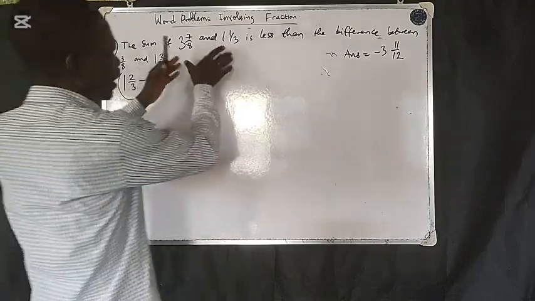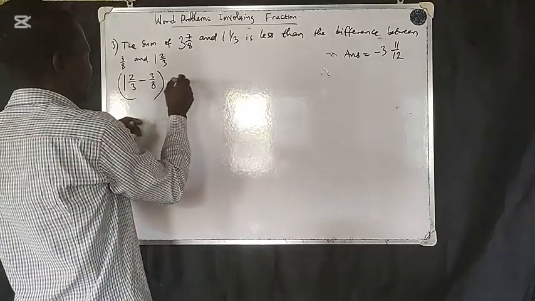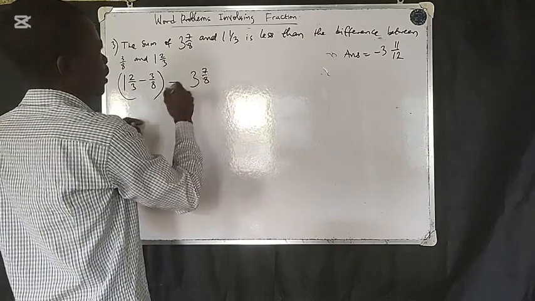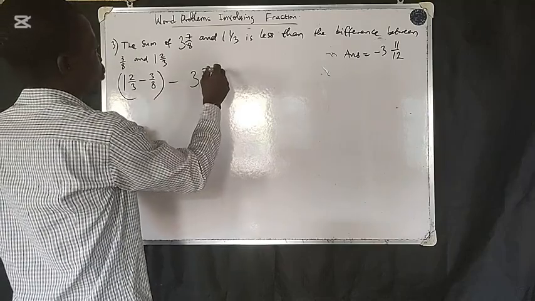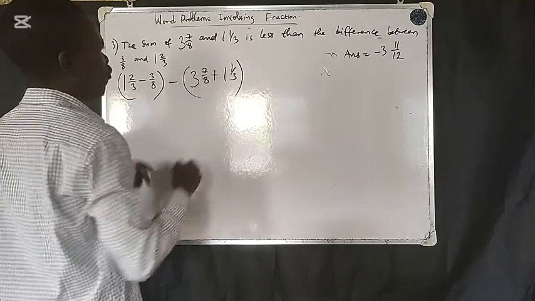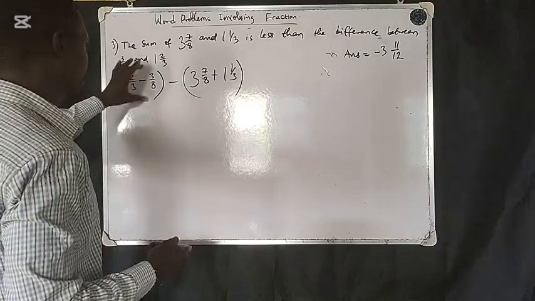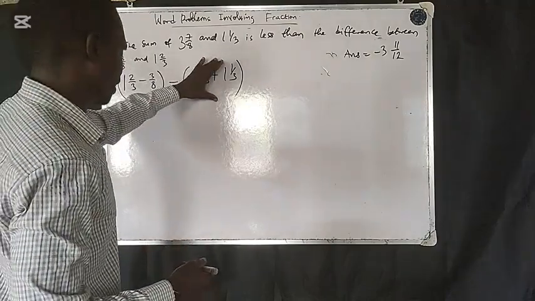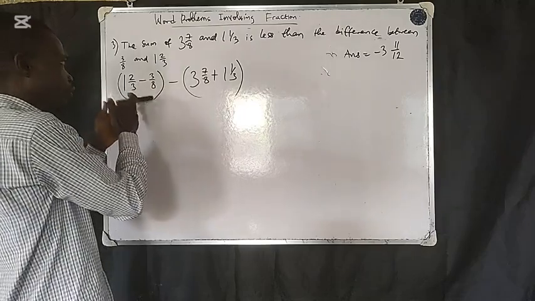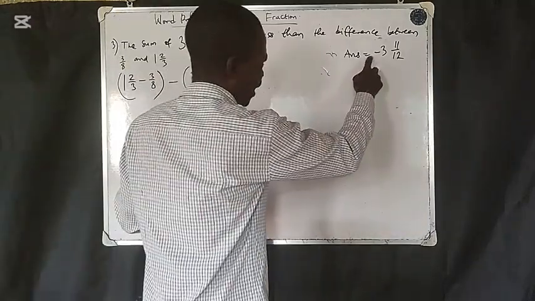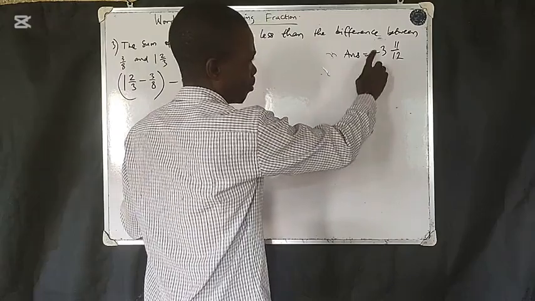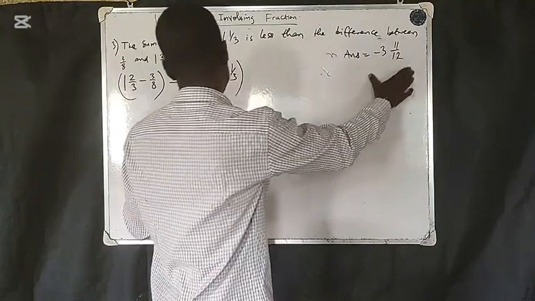And these two numbers are less than this. That means we're going to remove this one, 3 whole number 7 over 8. The sum, right? That means we're going to add it together. So following BODMAS, we solve this one separately and we solve this one separately. Then you now subtract the answer of this from the answer of this. If you do that correctly, you are going to get minus 3 whole number 11 over 12. That is going to be your answer. Minus 3 whole number 11 over 12.